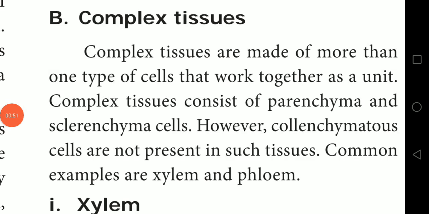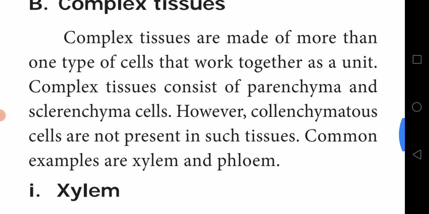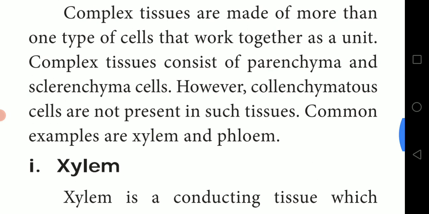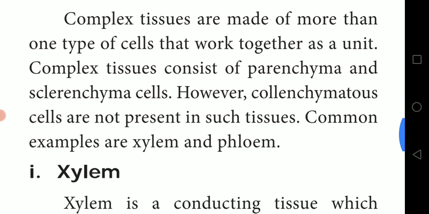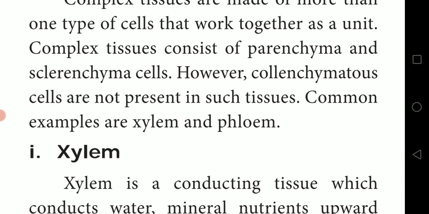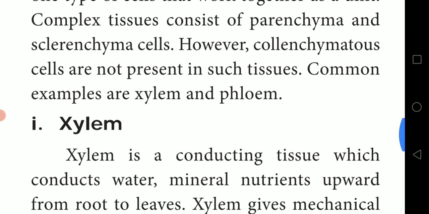In the last video class, we have seen complex tissues. What are complex tissues? The complex tissue consists of parenchyma and sclerenchyma cells. However, collenchymatous cells are not present in such tissues. The common examples are xylem and phloem.